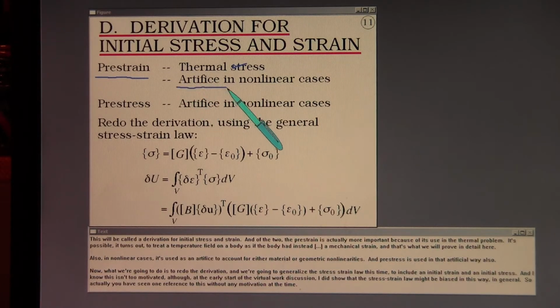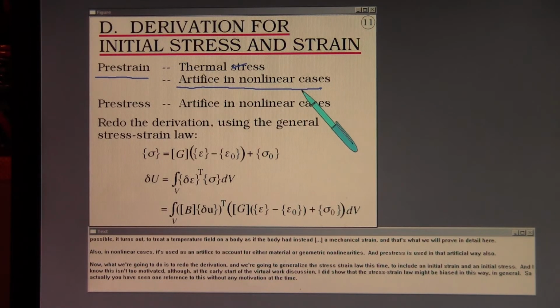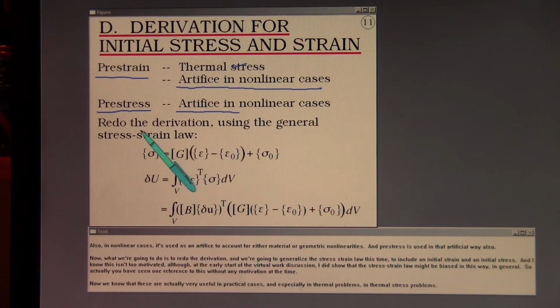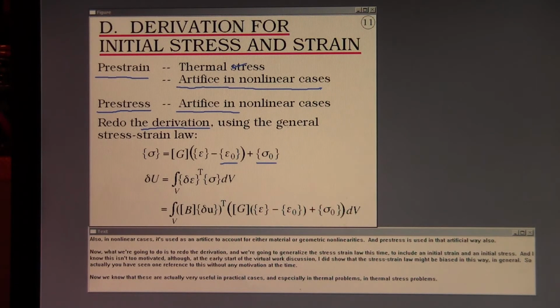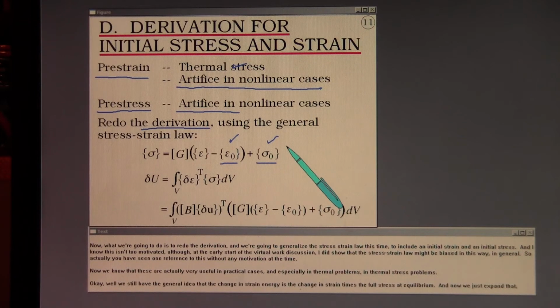Also, in nonlinear cases, it's used as an artifice to account for either material or geometric nonlinearities. And pre-stress is used in that artificial way also. Now, what we're going to do is redo the derivation, and we're going to generalize the stress-strain law this time to include an initial strain and an initial stress. And I know this isn't too motivated, although at the early start of the virtual work discussion, I did show that the stress-strain law might be biased in this way in general. So actually you have seen one reference to this without any motivation at the time.